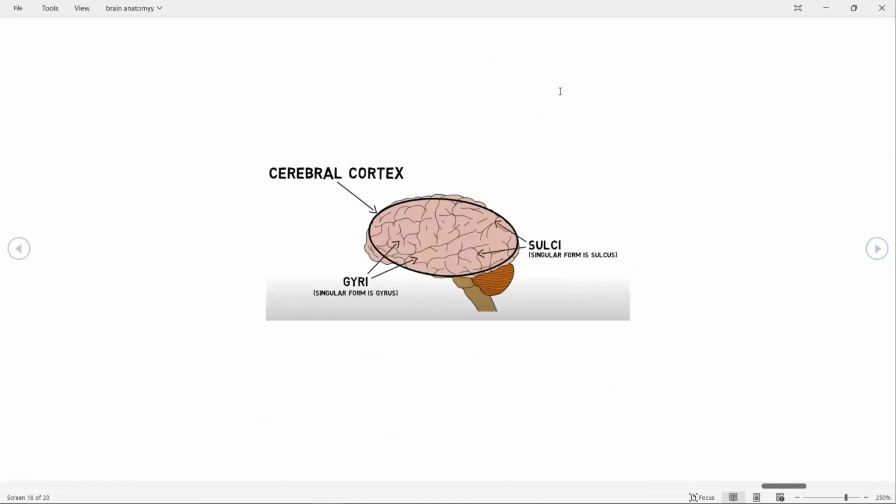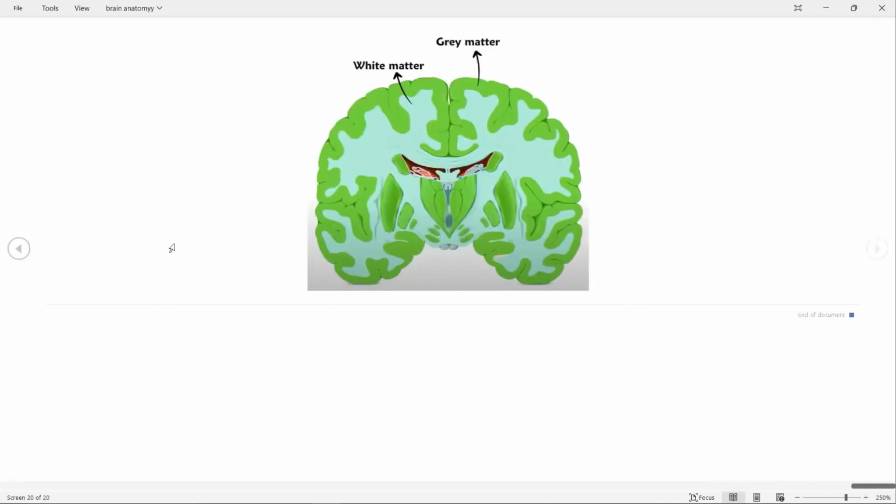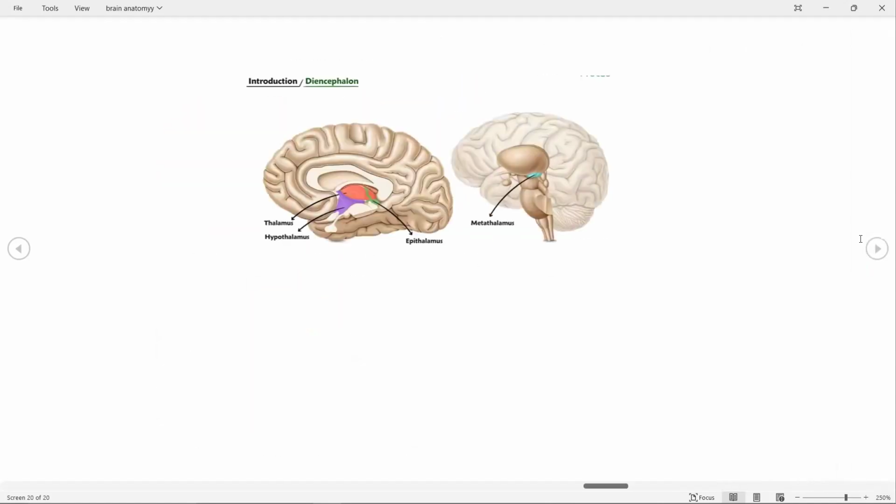Okay, let's move to the cerebral cortex. Yeah, this part, the outermost part is the cerebral cortex, gyri, and sulci. Okay, as you can see here, the dark part is all our gray matter, and the inside is the white matter, which we'll get into later. Okay, that's all about the cerebrum.